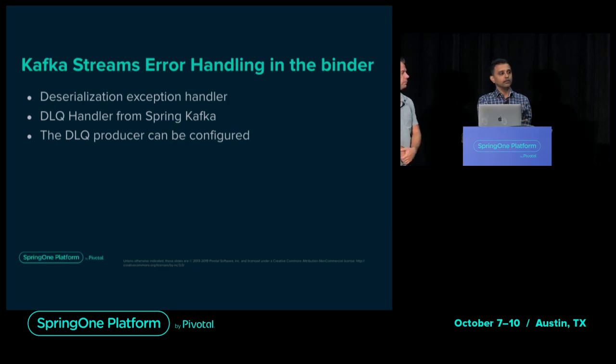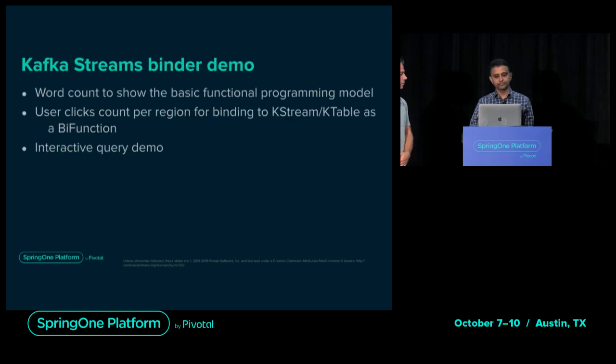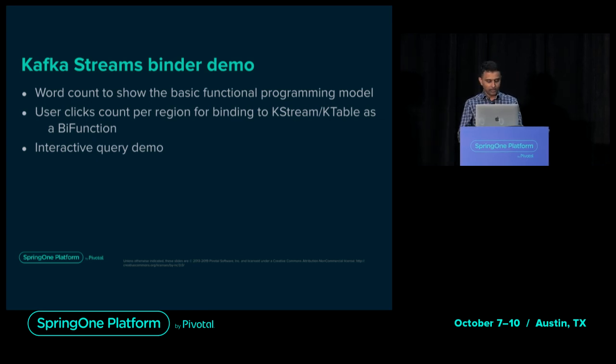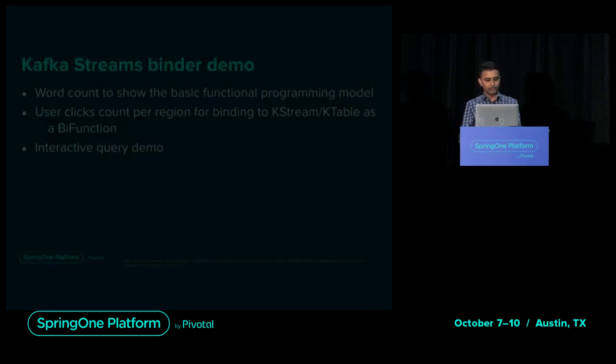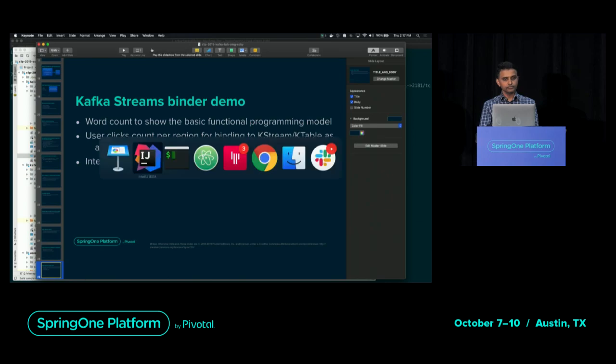The way you send to the DLQ can be highly configured and tuned, and you can use all kinds of producer properties and things like that there. All right, so at this point, I'm going to show a Kafka Streams basic demo, and then we'll take it from there. Any questions so far?